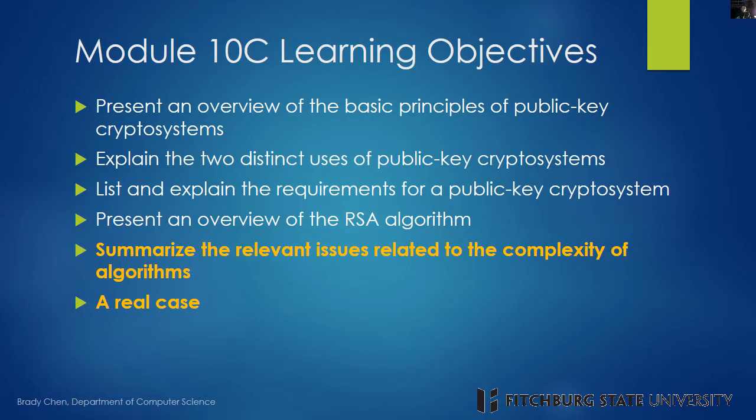Then in Part B, we talked about the RSA algorithm, in which we create an algorithm to perform the encryption and the decryption. Now, in this Part C, we are going to discuss some of the issues related to the complexity of the algorithm. The algorithm itself is very simple. The key part is the creation of the public key and the private key. There are also certain issues related to the security of the RSA algorithm, and we're going to provide a real case for the RSA algorithm.